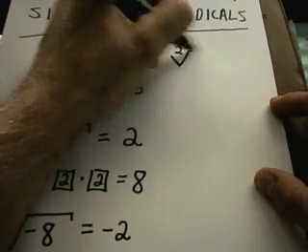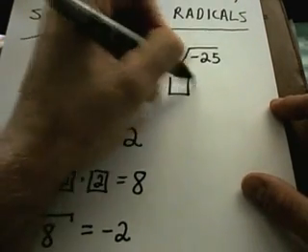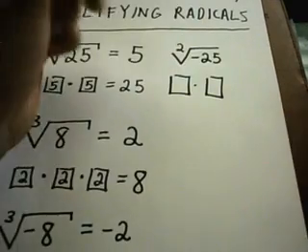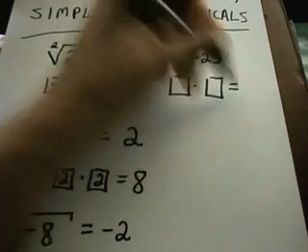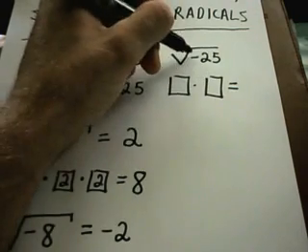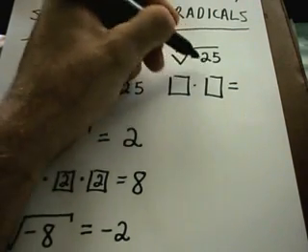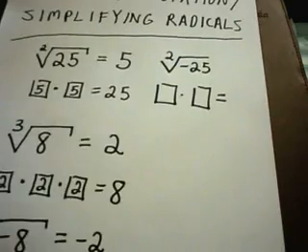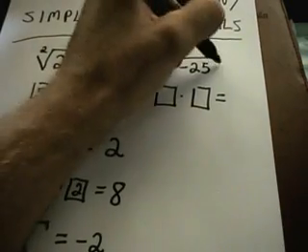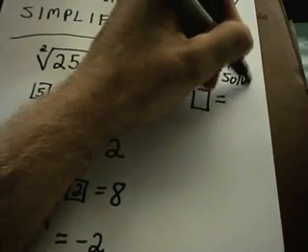Suppose I wanted the square root of negative 25. Well, in this case, I need a number that's multiplied by itself twice that gives me a negative number. Well, if it's a positive times a positive, I'm certainly not going to get a negative. But notice also, if it's a negative times a negative, I'm not going to get a positive. So we would say the square root of negative 25 has no solution.